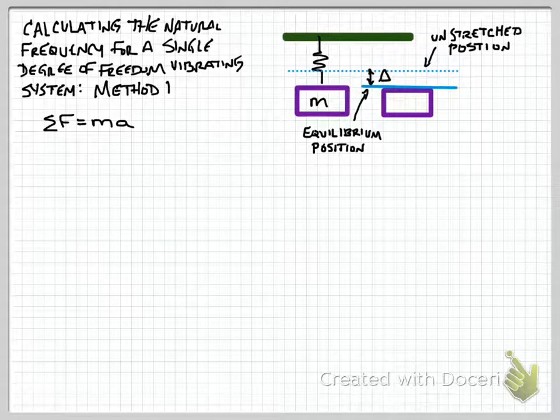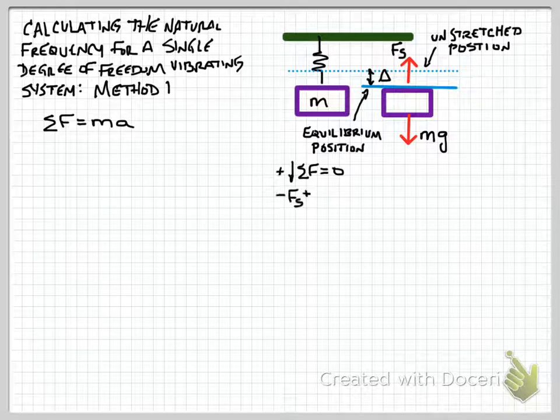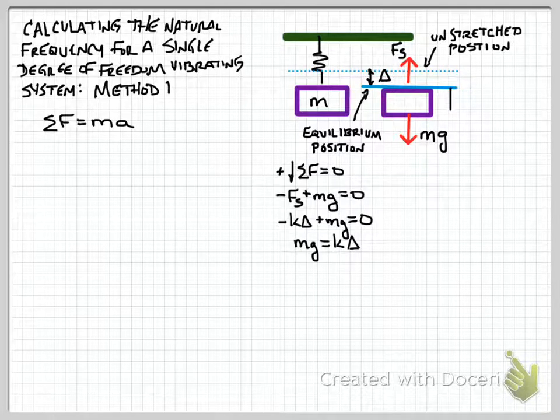So this is when it's still, and if you examine the system at its current state, we have the force of gravity on the system and the spring force pulling back up, and we set up our equation of sum of the forces equal to 0 at equilibrium, and the balance of forces shows that the weight, or the mass times gravity, is equal to k, the spring constant, times the displacement that it's made.